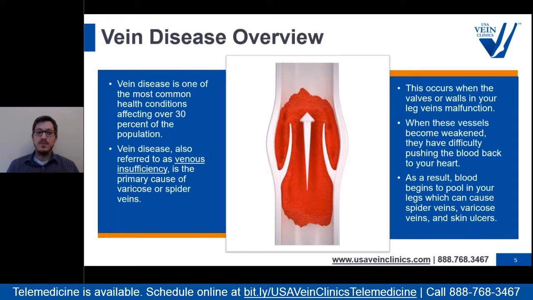And the medical term is venous insufficiency. Veins, they have a job. Their job is to move the blood back up towards the heart. And when they can't do that, we call that insufficient. So the other term for varicose veins is venous insufficiency.